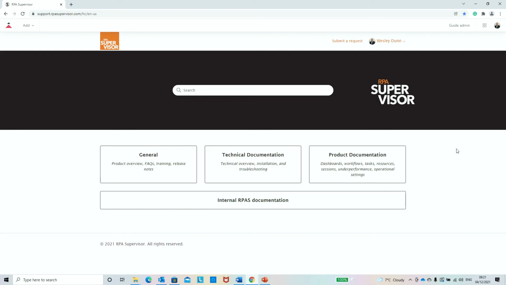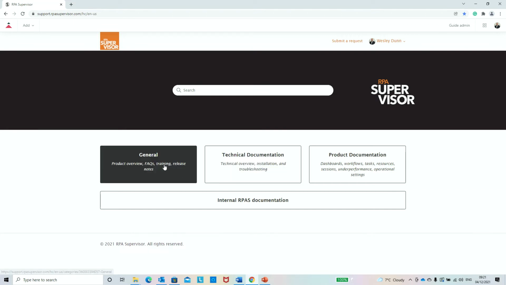This is to introduce you to the RPA Supervisor knowledge base. Really, this is an area that you will have at your disposal to think about RPA Supervisor related questions, or even to get an insight into architectural detail.